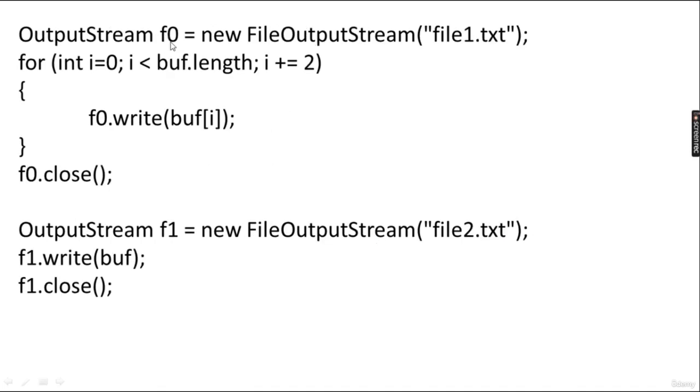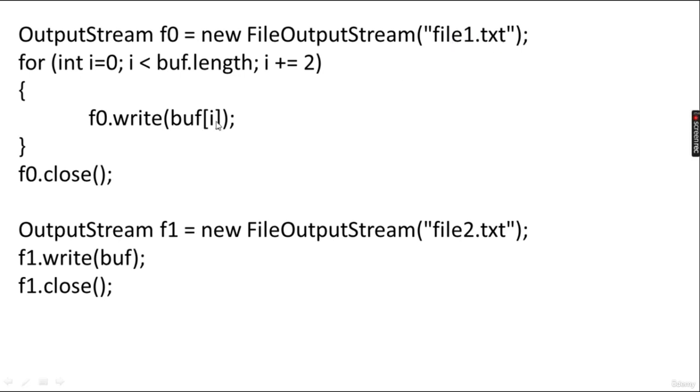Then I will create an output stream object f0, to write to a file named file1.txt that should be residing in your current directory. Make sure that file is not read only. It should have all properties set to true. Then from 0 to buffer.length, incrementing by 2, f0.write(buffer[i]), then f0.close. So from 0 to length, incrementing by 2, we are writing to file1.txt.